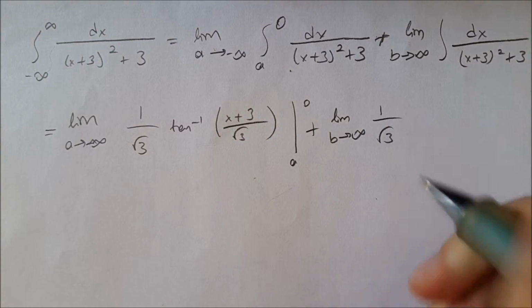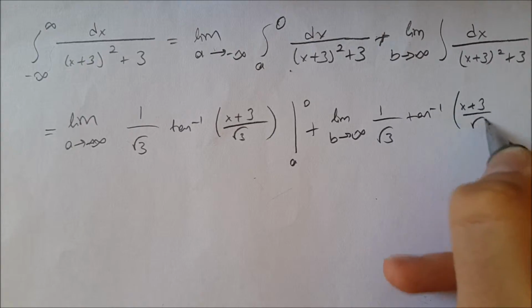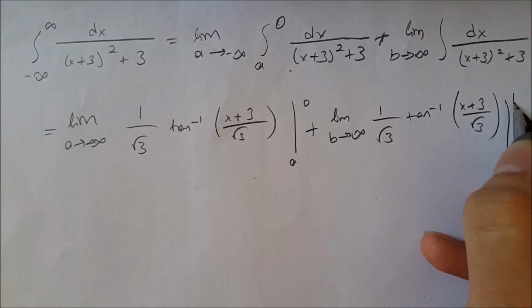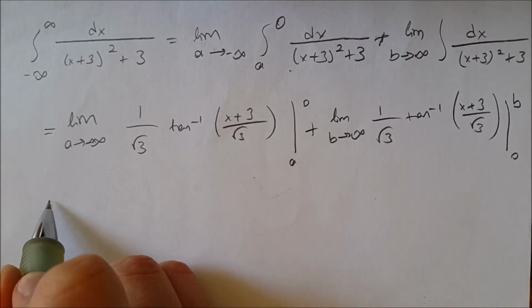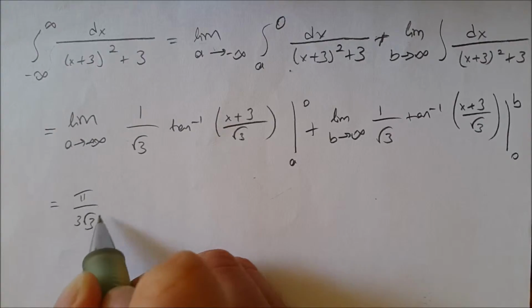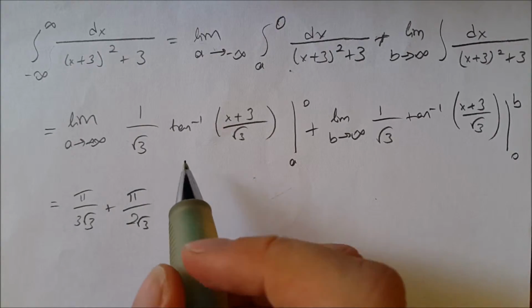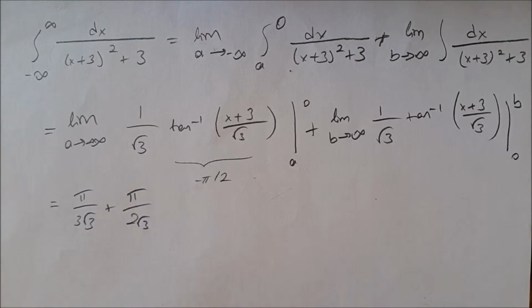Again, we write the same equation because our equation never changes. It's just that our boundaries, where it approaches, change. So if you evaluate this, we get pi over 3 root 3 plus pi over 2 root 3, since this is equal to negative pi over 2.